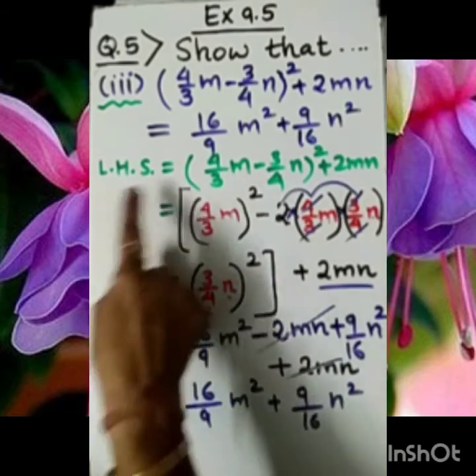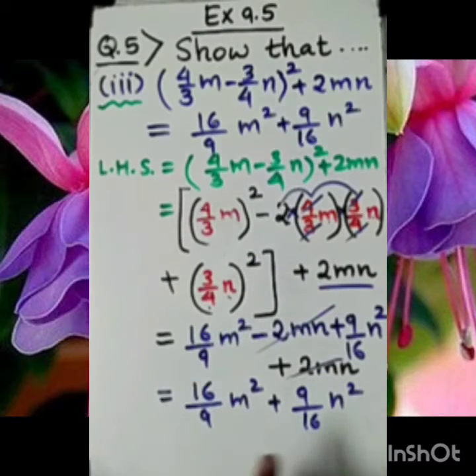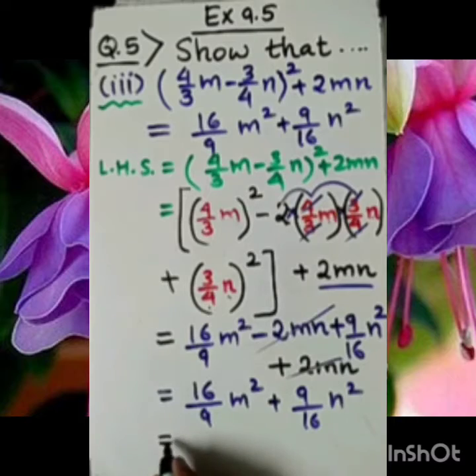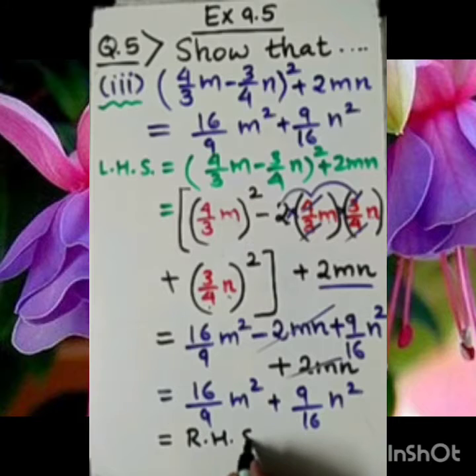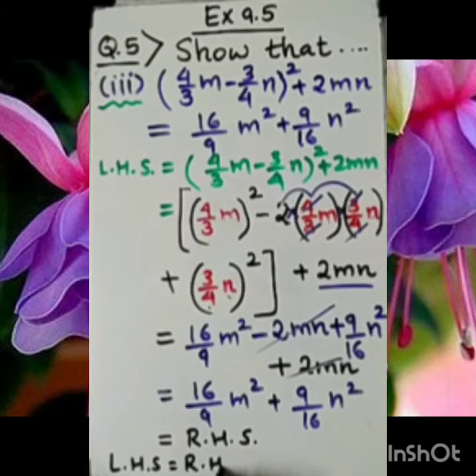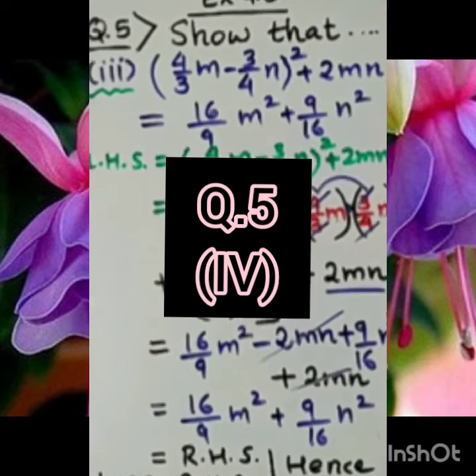Directly, the LHS as we started solving the sum, and finally the answer which we are getting is equal to the RHS. So without solving the RHS part, the RHS is directly with us, right? So finally we need to write LHS equal to RHS, hence proved. We need to mention hence proved. This we have already made clear to you.